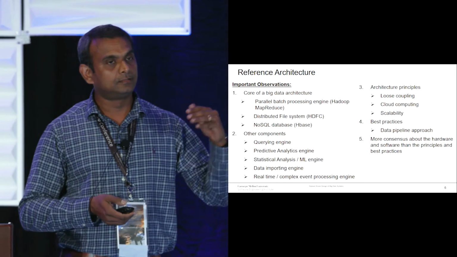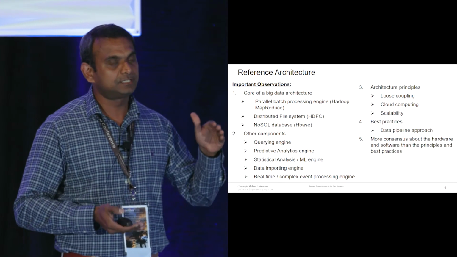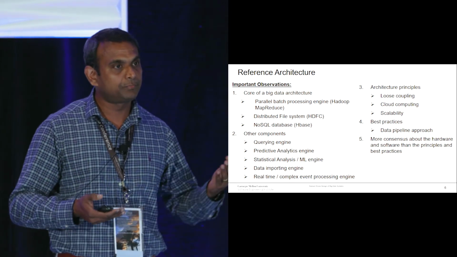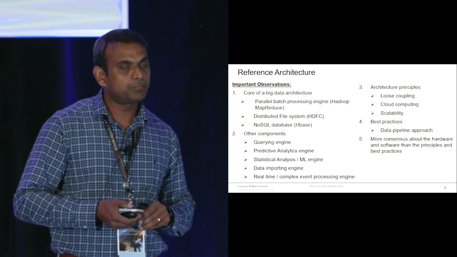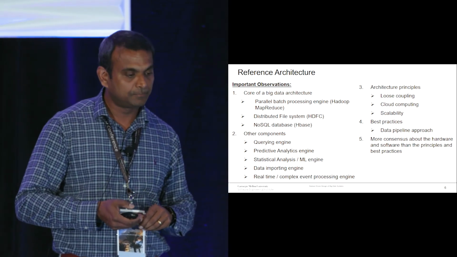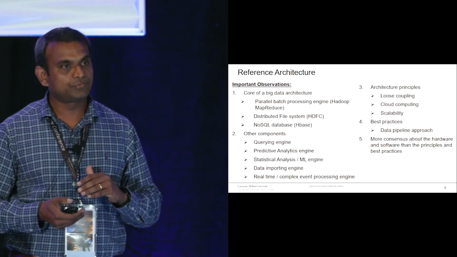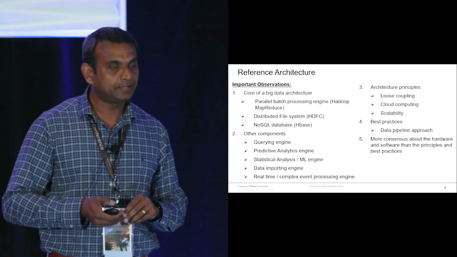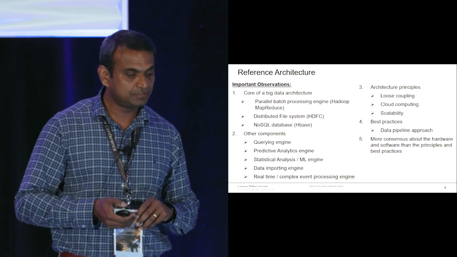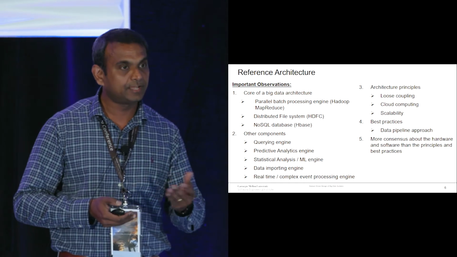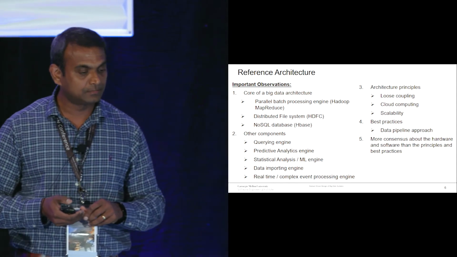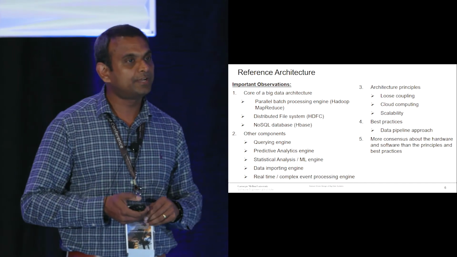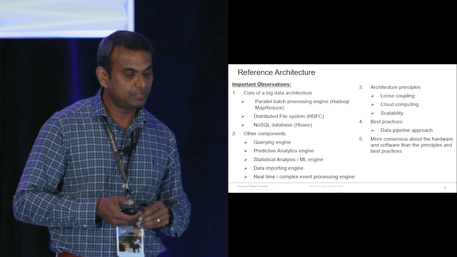If you take a literature review based on a set of papers, or you can say, a set of previous applications, there are some important observations about this big data architecture. Big data systems have core components. The core components contain a parallel batch processing engine, a distributed file system like HDFS, the Hadoop Distributed File System, and a NoSQL database.